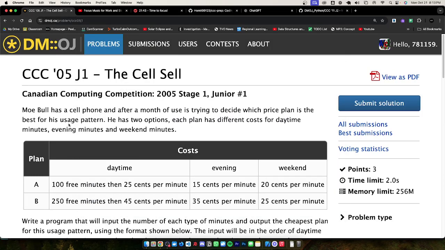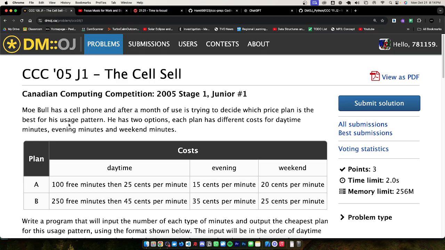2005 J1, the cell competition. Mobile has a cell phone plan and after a month of use is trying to decide which price plan is the best for his usage pattern. He has two options. Each plan has a different cost for daytime minutes, evening minutes, and weekend minutes.